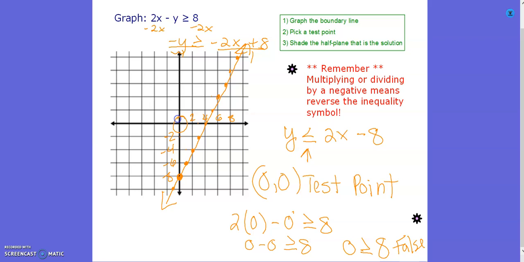Here's my test point. It was 0, 0. When I plugged 0, 0 in, it gave me a false statement. So all that indicates is, you know what? You're not going to shade that side. That side does not have a solution. So just shade the other side of your graph. So we're going to shade over here.